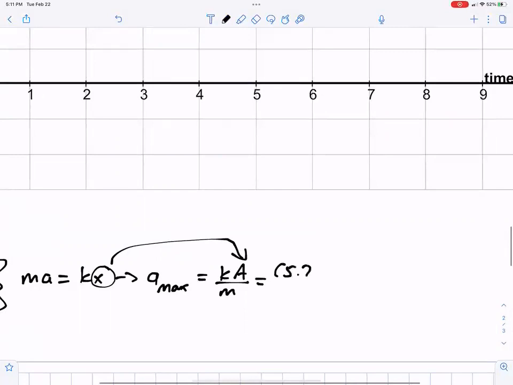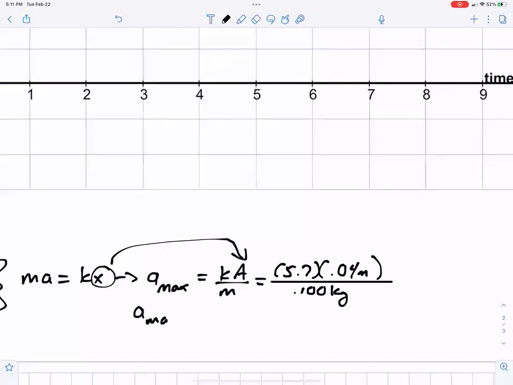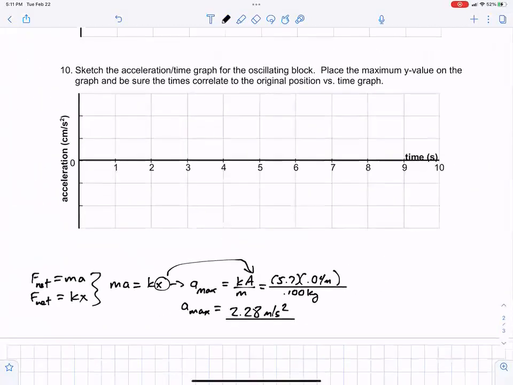So we're going to go 5.7 times the amplitude, which if you remember was 4 centimeters or 0.04 meters, divided by the original mass, which was 0.1 kilograms. So 5.7 times 0.04, divide that by 0.100, and we're looking at about 2.28 meters per second squared. That's our largest amplitude for acceleration above and below equilibrium on this graph right here. Okay, so we'll get to that.